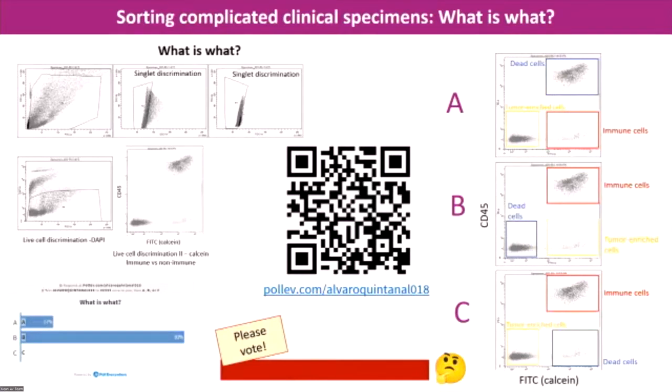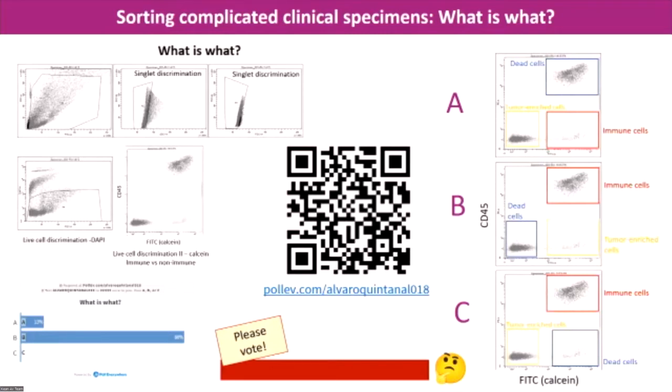I would say the right option is B. This is on the x-axis we have FITC, calcine, and on the y-axis we have CD45. So if you, where's the pointer? Okay, here. So the FITC negative cells will be calcine negative cells, will be the dead cells, and then the FITC positive cells that are CD45 negative will be the tumor enriched cells, and then the CD45 positive will be the immune cells. So this one was very easy.